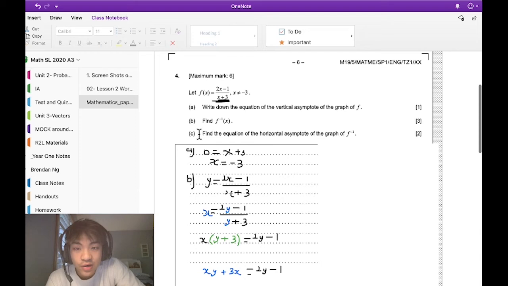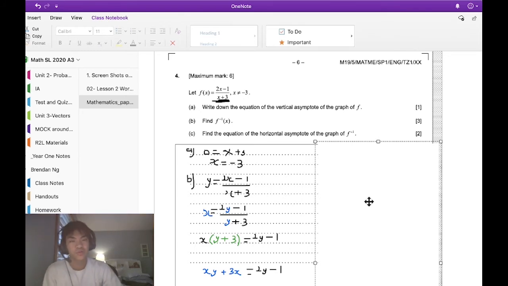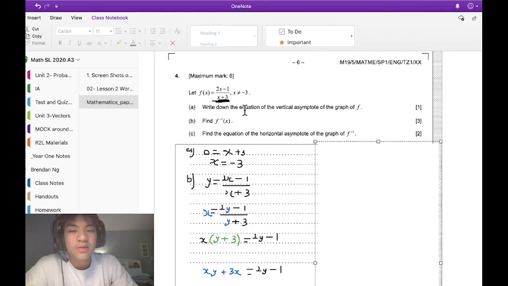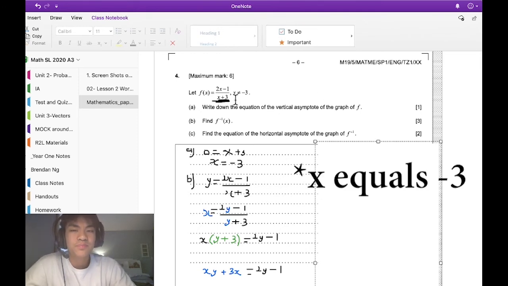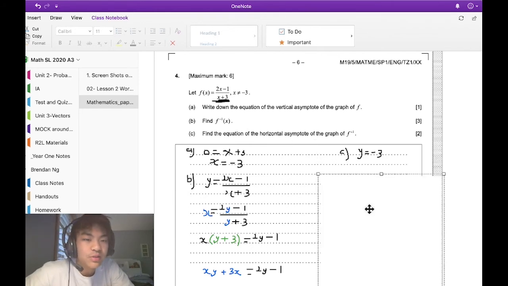And question C, alright, find the equation of the horizontal asymptote of the graph of f inverse. Well, we know that when you get the inverse, the x's and the y's always just change. So if the domain is something, it'll become the range of the inverse. And that's the same for the asymptote. So if the vertical asymptote was x equals minus 3, then the horizontal asymptote of the inverse function will just be minus 3, but it'll be the y because it's the horizontal asymptote. So let's see here, yep. y equals minus 3, and that's the equation.